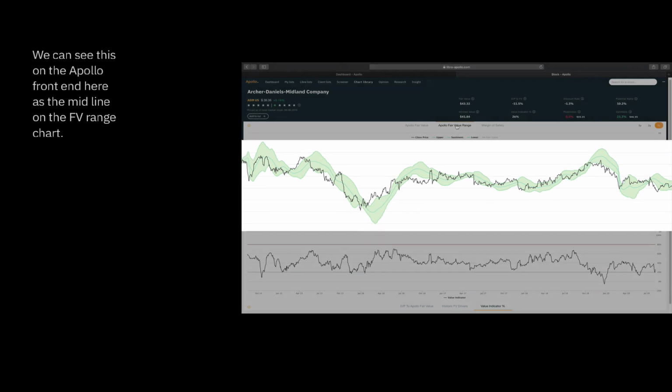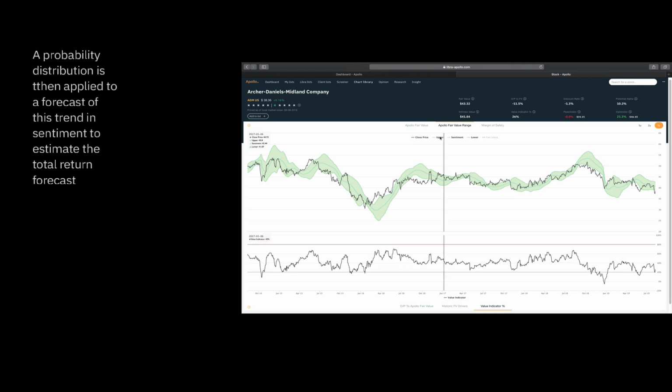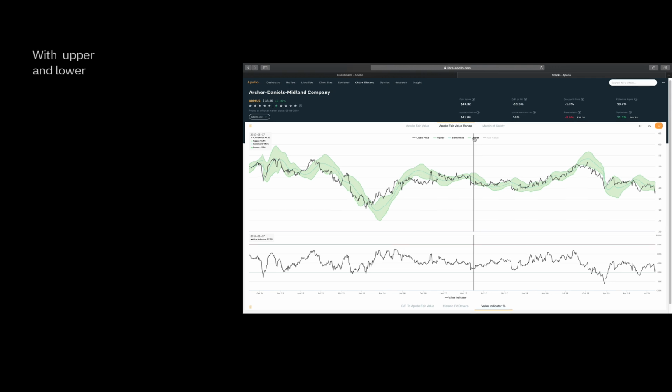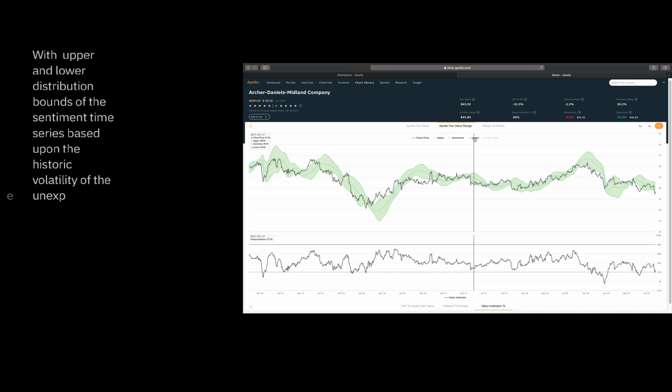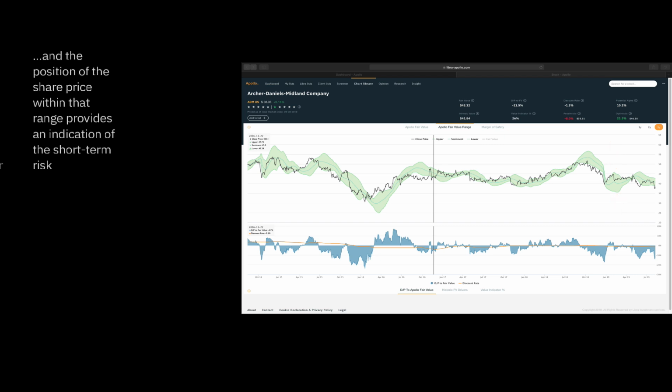range chart. A probability distribution is then applied to a forecast of this trend in sentiment to estimate the total return forecast probability distribution, and this forms the fair value range, with upper and lower distribution bounds of the sentiment time series based upon the historic volatility of the unexpected return. The risk-reward implied by the boundaries indicates the degree of potential alpha available, and the position of the share price within that range provides an indication of the short-term risk-reward trade-off available.